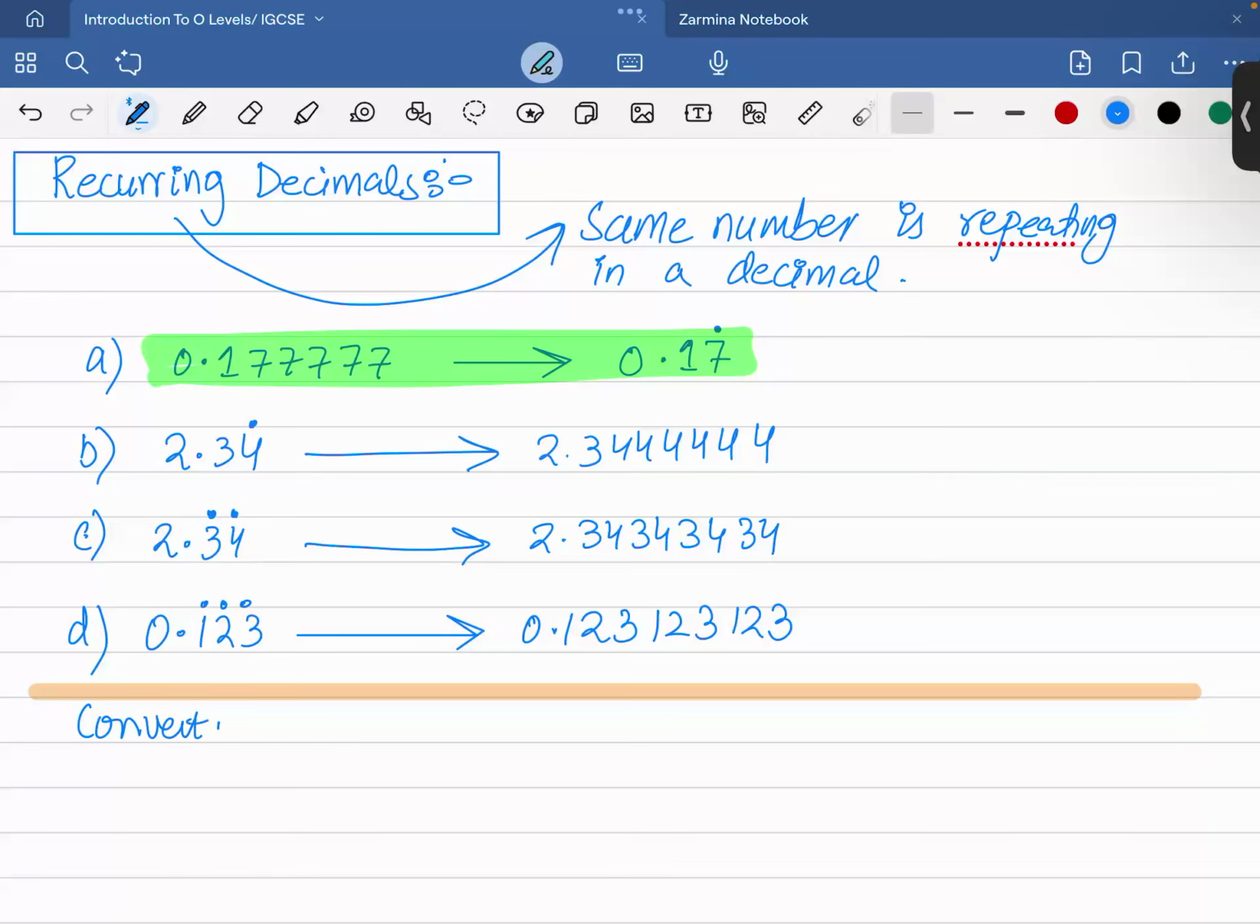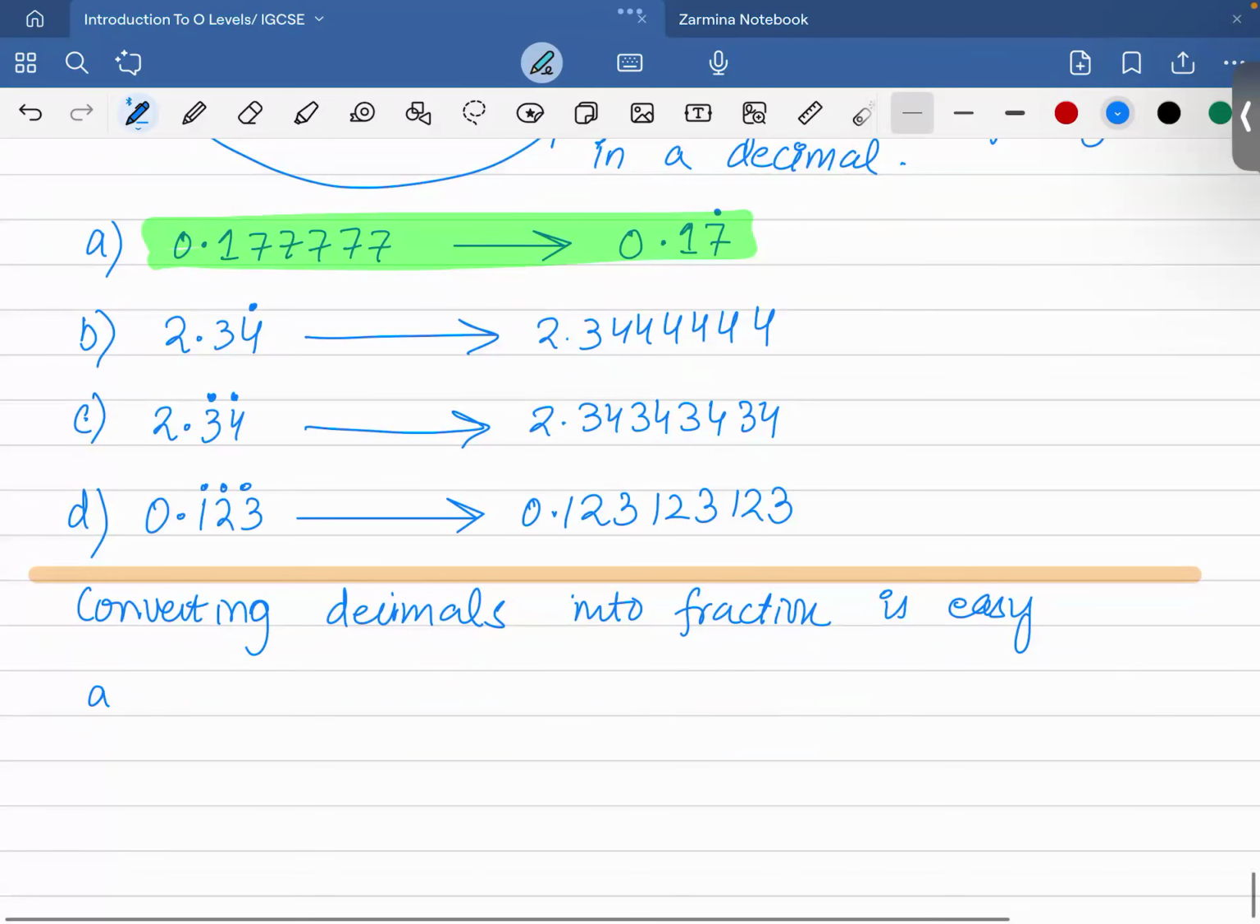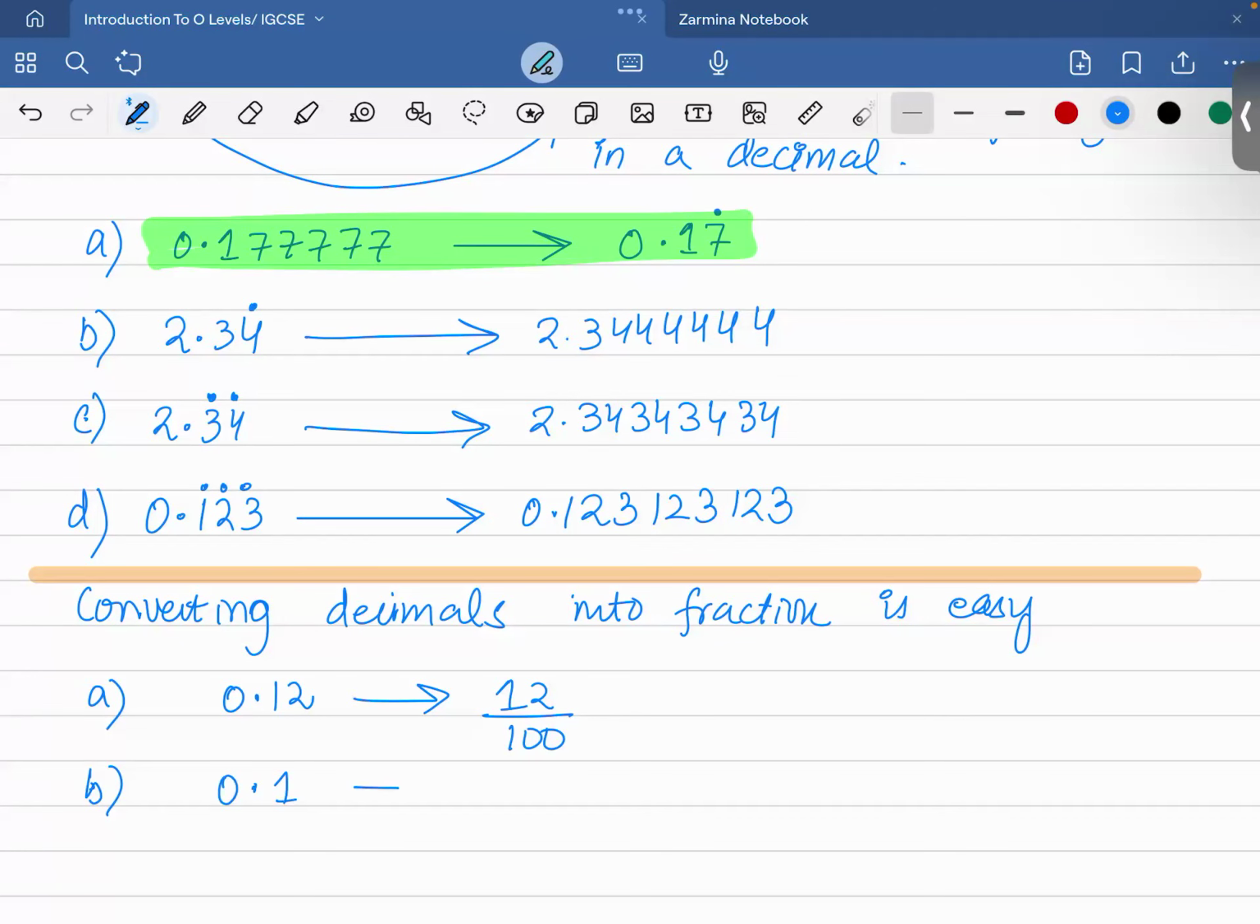Converting decimals into fractions is easy. I know that. For example, the examiner is saying convert 0.12 into a fraction, so it would be 12 by 100. Understood or not? For example, the decimal is 0.1, so you have to write 1 by 10. Is this clear to all of you?